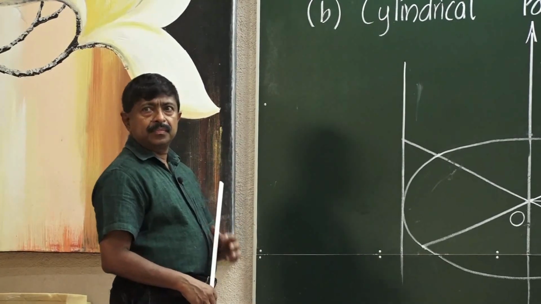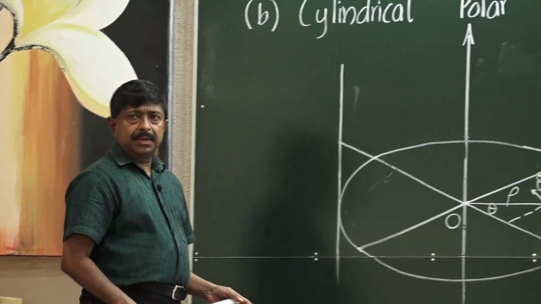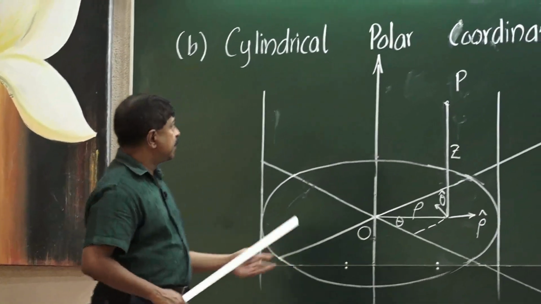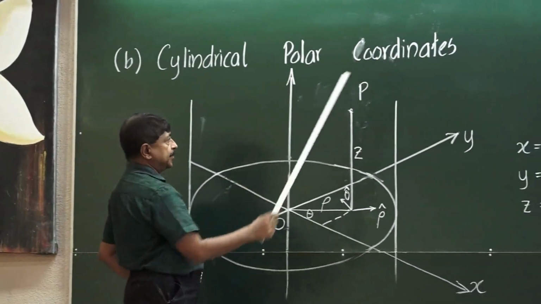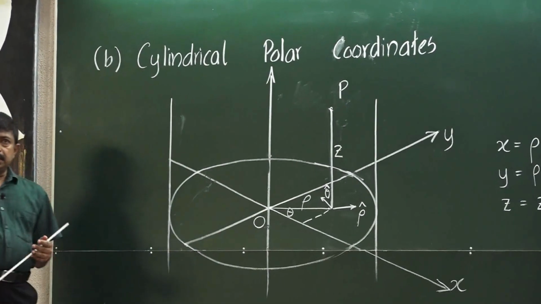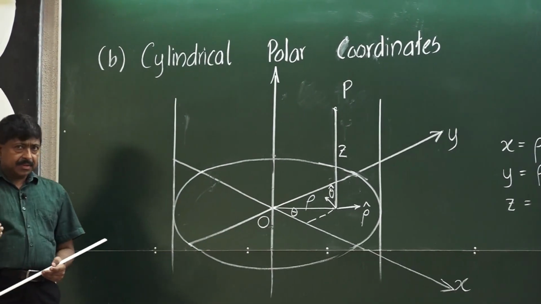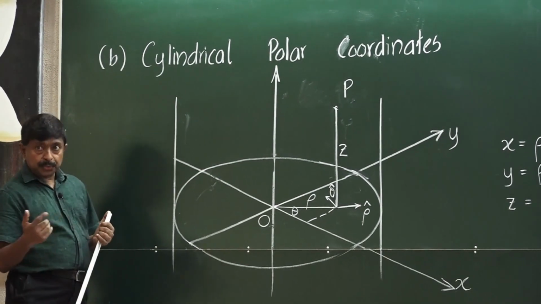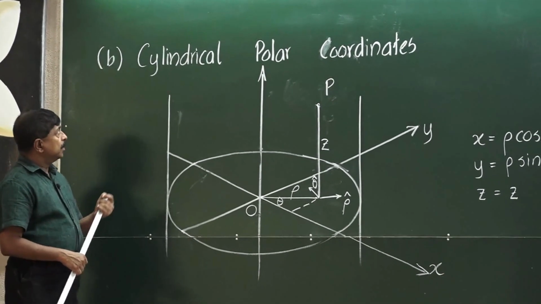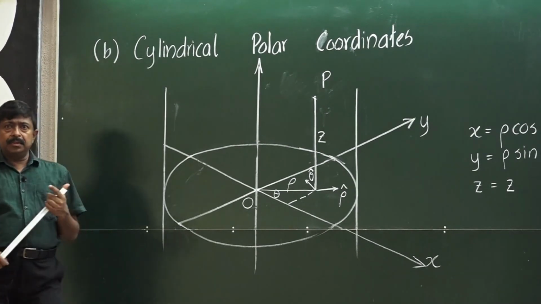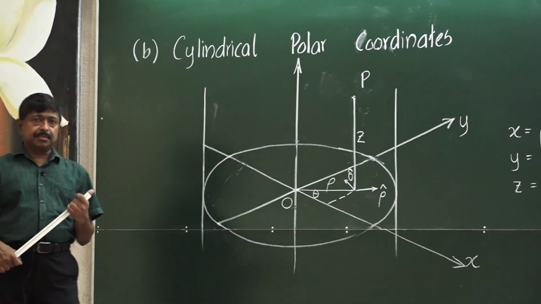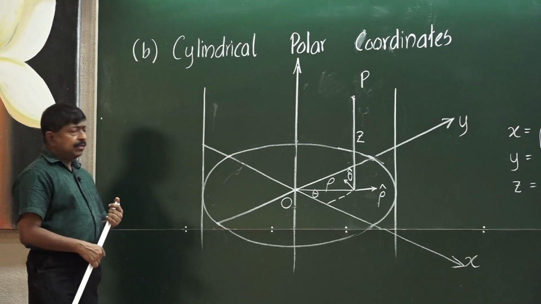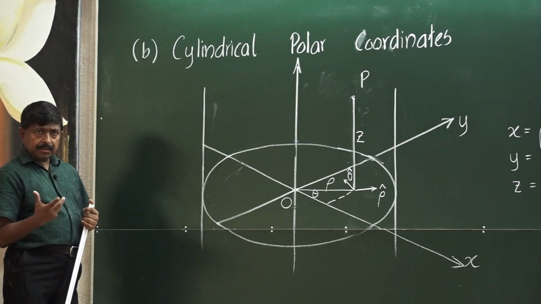Now, we pay our attention to cylindrical polar coordinates. This is merely an extension of polar coordinates in R2. Now, this coordinate system is important when we are dealing with cylindrical objects.